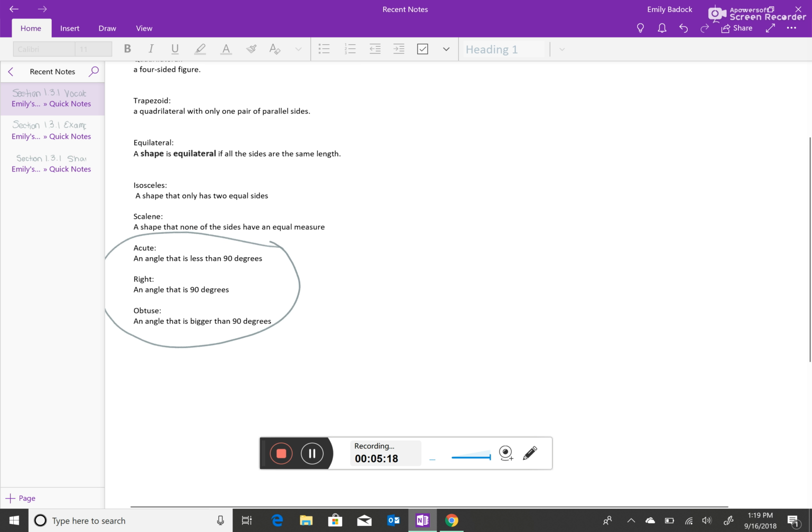If you're talking about a right angle, that angle is 90 degrees. If you're talking about a right triangle, that triangle has a 90-degree angle in it. Then we go on to obtuse, which is an angle that is bigger than 90 degrees. In an obtuse triangle, only one angle can be bigger than 90 degrees. Okay, so only one can be bigger than 90 degrees.